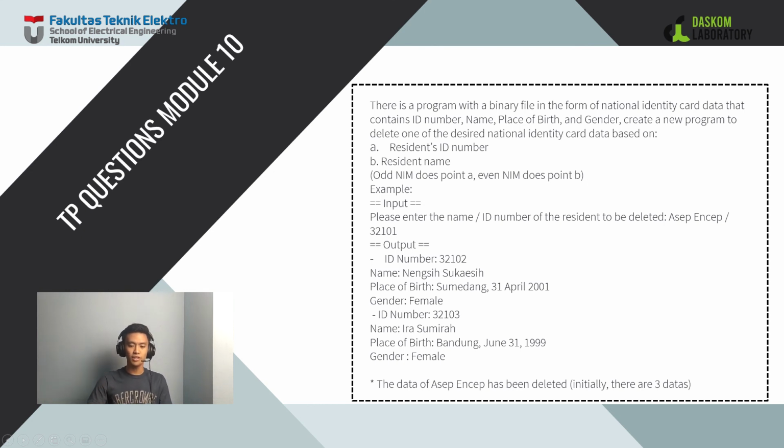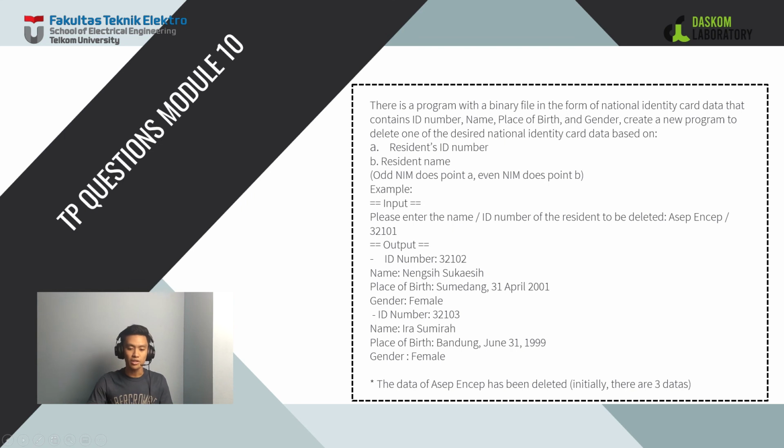For example, I have a file that already has 3 data. The first ID number is 32101 with the name Asep Encep. The second ID number is 32102 with the name Nengsi Sukaisi. And the last ID number is 32103 with the name Irasumira.